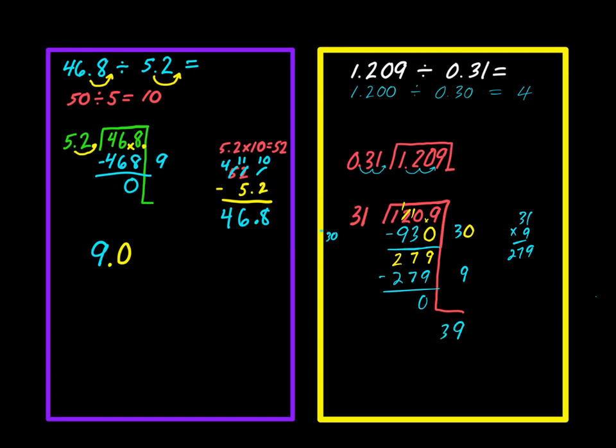Now this is where we need to refer back to our estimate. We said our estimate should be around 4, so we need to put that decimal in, and we get 3 and 9/10.